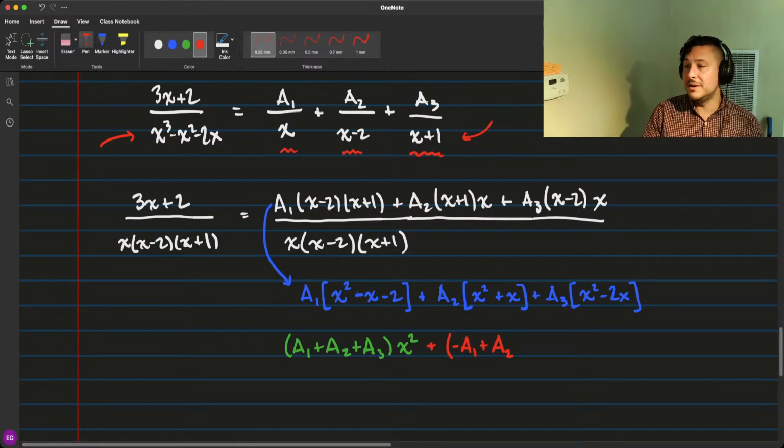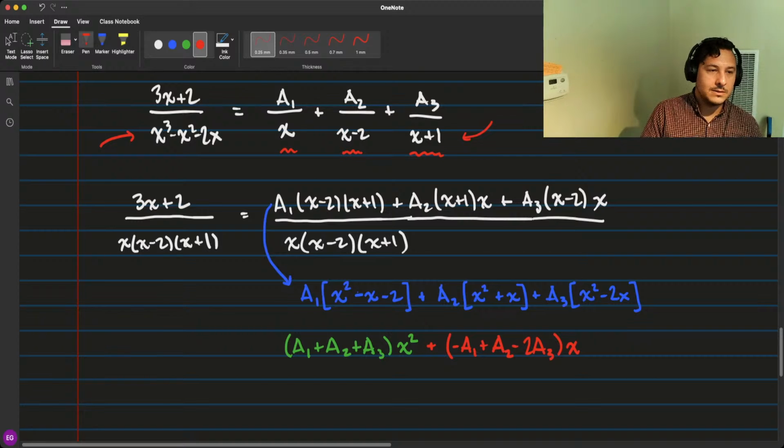Yeah, it's related to the other one. I just find this one's more useful to group by the x squared terms like this for this one. Because it's a lot harder to plug in x values to make stuff disappear. Okay, then what are you going to have for the x term for a3? You're going to have minus 2a3 x.